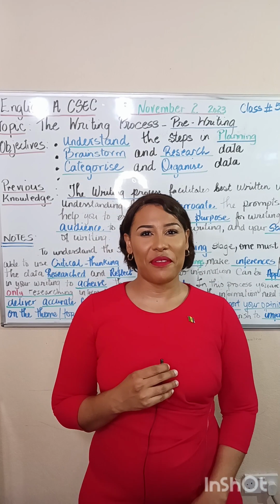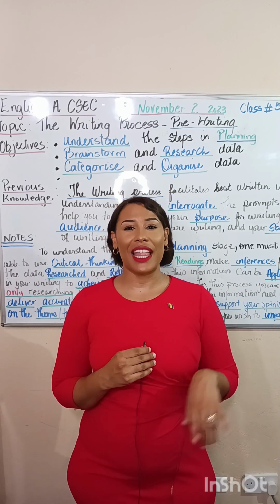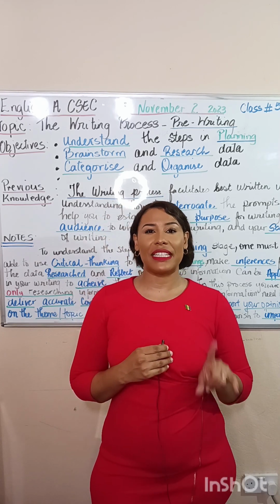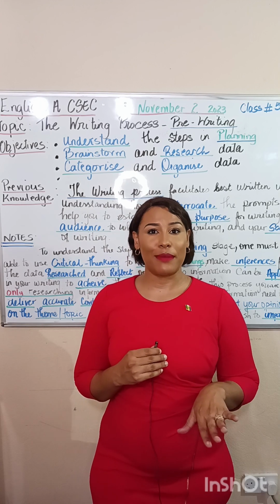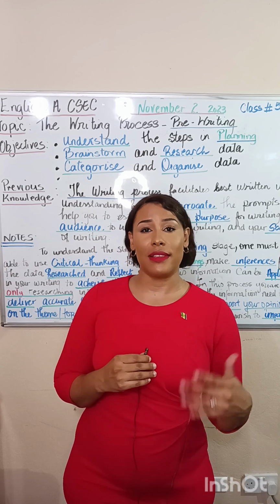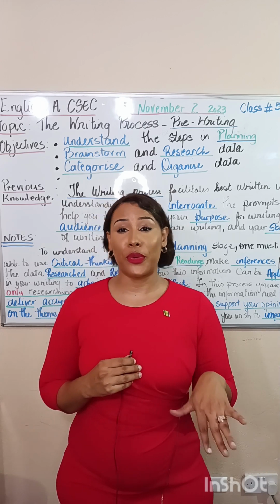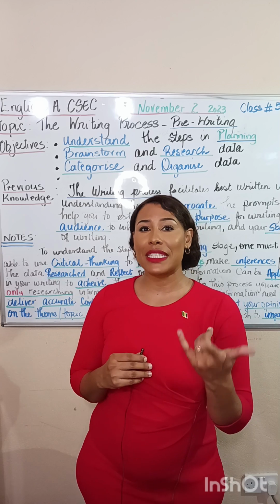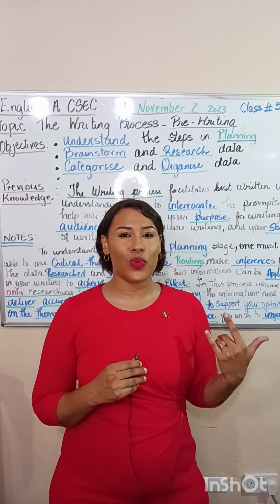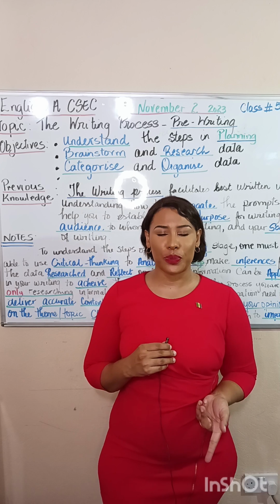Welcome to class number 5 of our English A4C Csec. This week we look at the writing process, specifically the planning stage of the writing process. This week you were able to understand the importance of each step in the planning stage, as well as learn words like brainstorm and research, as well as understand how the skills that we learned in our previous weeks of writing apply to this stage.